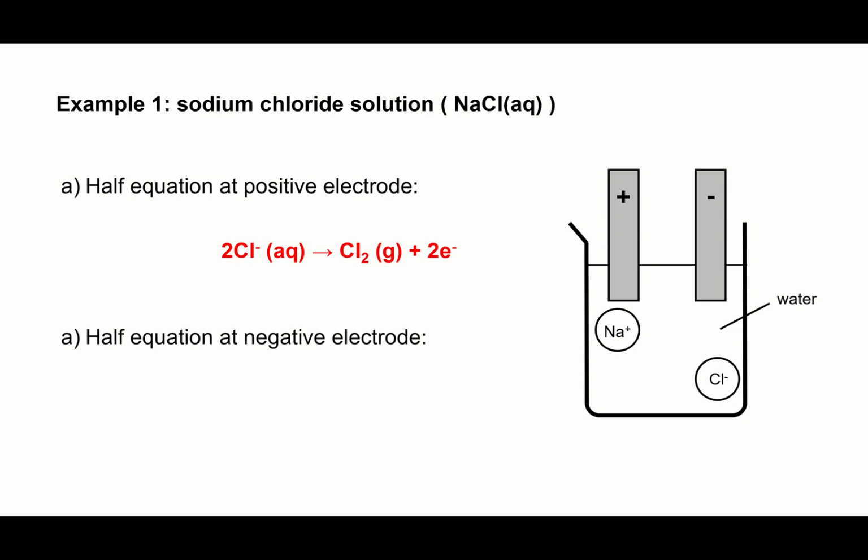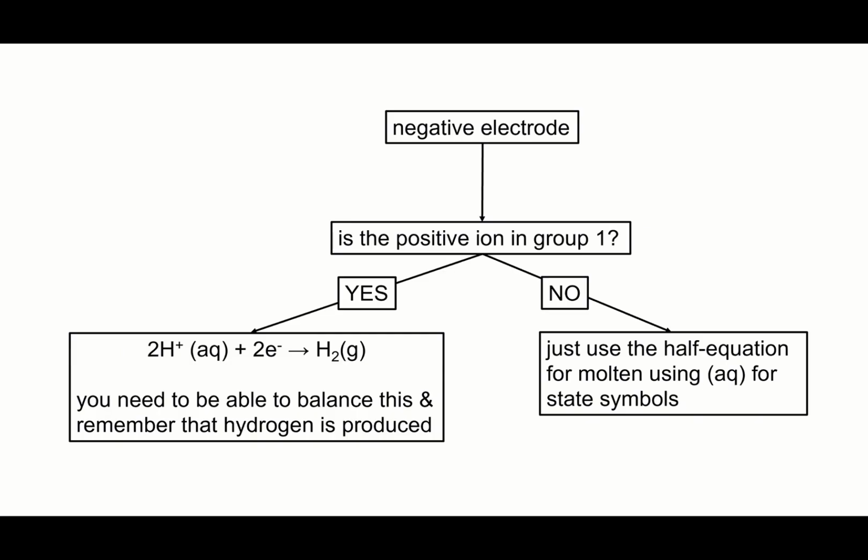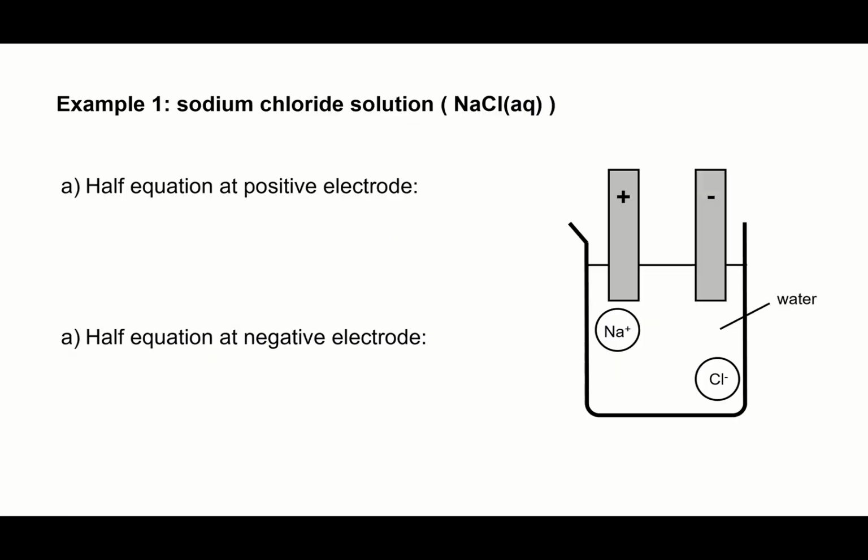Okay, next part. What is the half equation at the negative electrode? Okay, a very similar set of reasoning. Once again, we're looking at the flow diagram from before. So the negative electrode is going to attract the positive ion. Remember, opposites attract. We now ask ourselves, is the positive ion in group 1? Well, if you look at the periodic table, sodium is in group 1. So the answer is yes.